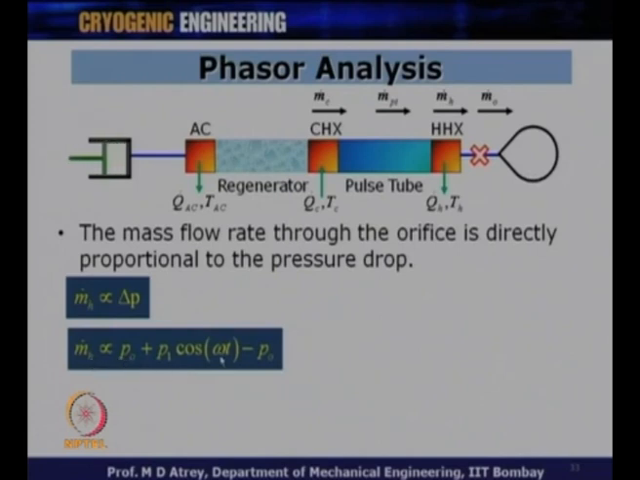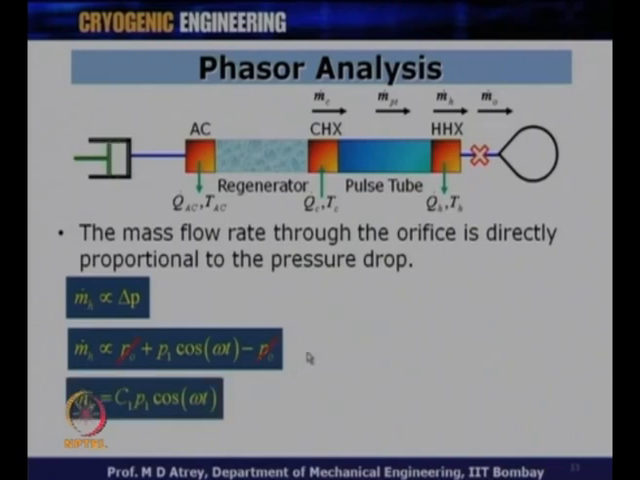P0 plus P1 cos omega t is the pressure variation on the left side of the orifice, while on the right side of the orifice it is just P0. So, if I want to calculate the delta P, it is P0 plus P1 cos omega t, the pressure on the left side of the orifice, minus P0, the pressure on the right side of the orifice. So, P0 and P0 will get cancelled, and m dot h is directly proportional to P1 cos omega t.